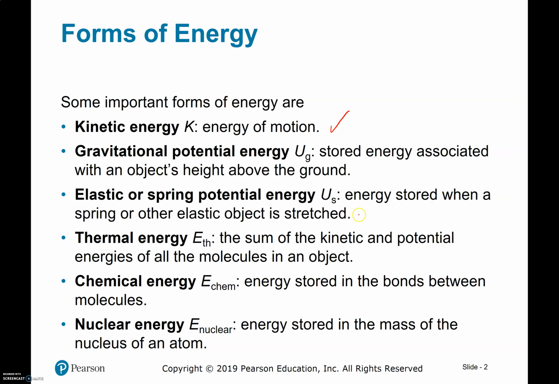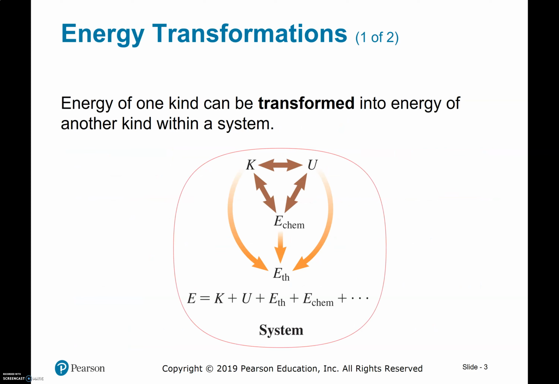Elastic potential energy is energy in springs and rubber bands. Thermal energy is the energy of the motion of the molecules, the heat energy of an object. Chemical energy is the energy stored in bonds. Nuclear energy is the energy stored in the nucleus of an atom.